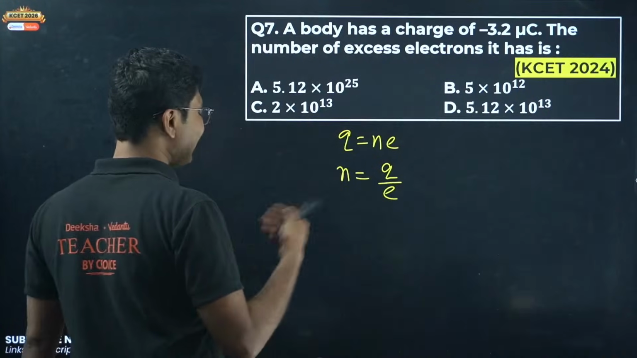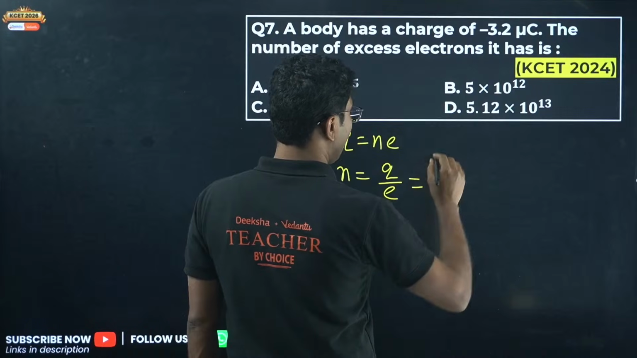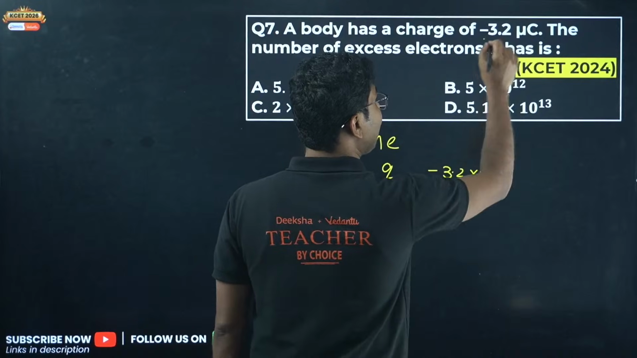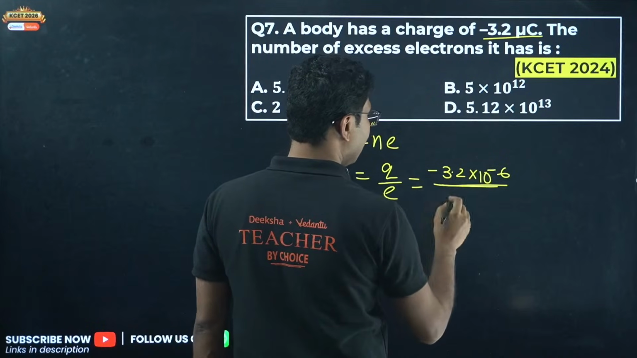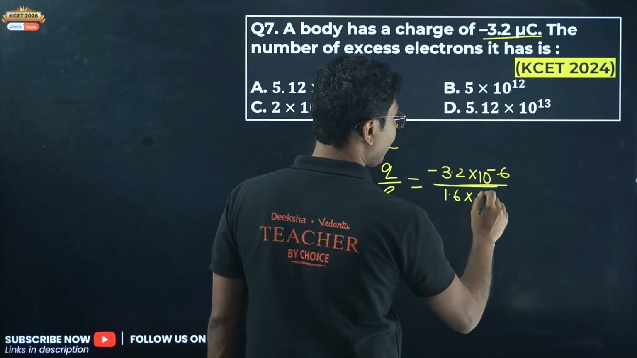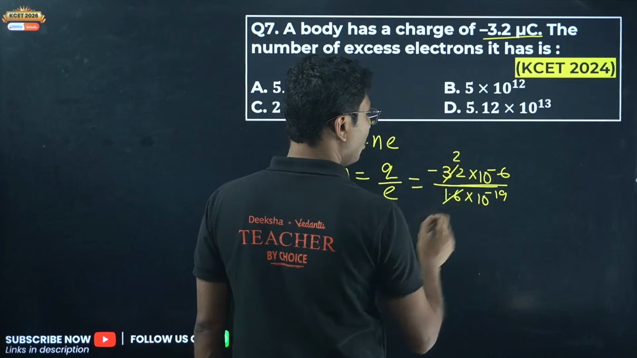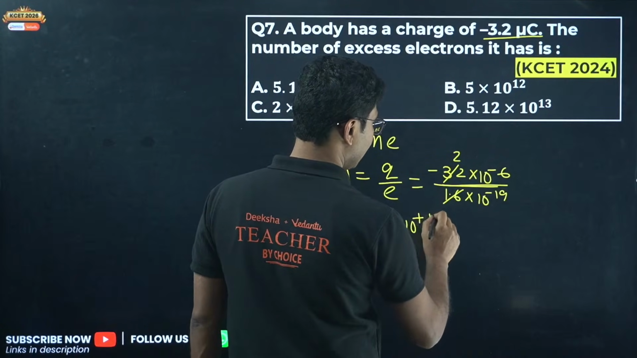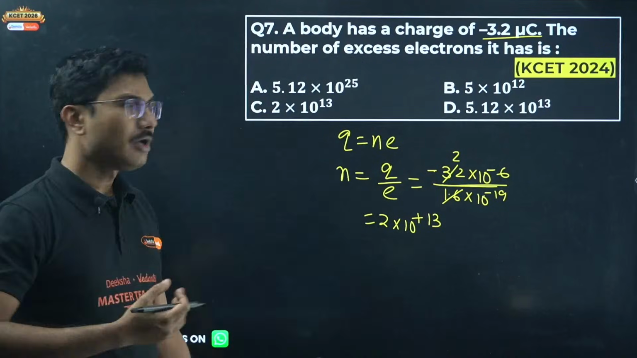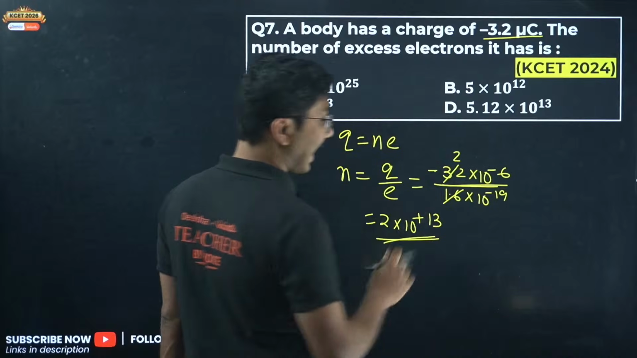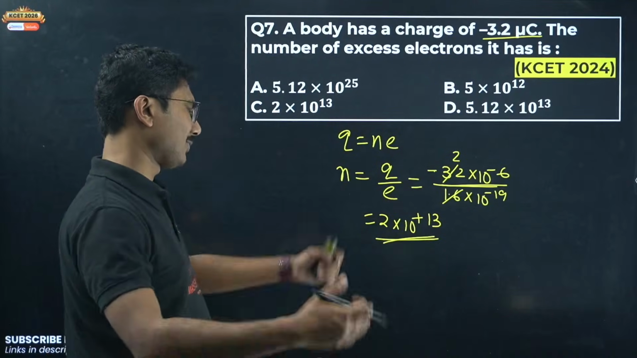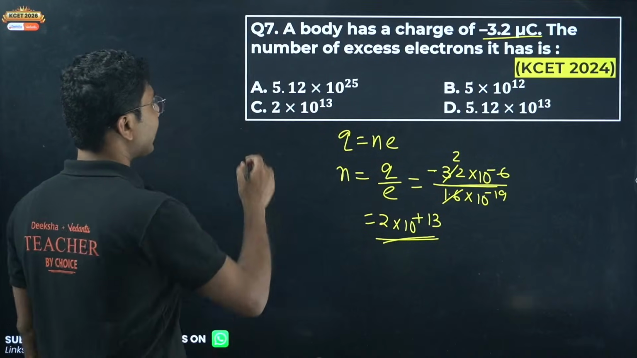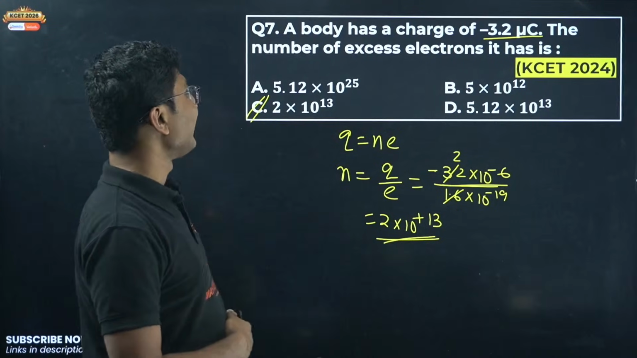Students are saying 7C. Let's see. N equals minus 3.2 into 10 to the power of minus 6, right? Minus 3.2 microcoulomb, and the electron charge is 1.6 into 10 to the power of minus 19. So it will be 2 into 10 to the power of plus 13. The negative sign is there for extra electrons, not lack of electrons. So the excess electron count is 2 into 10 to the power of 13. So question number 7, the answer is option C.